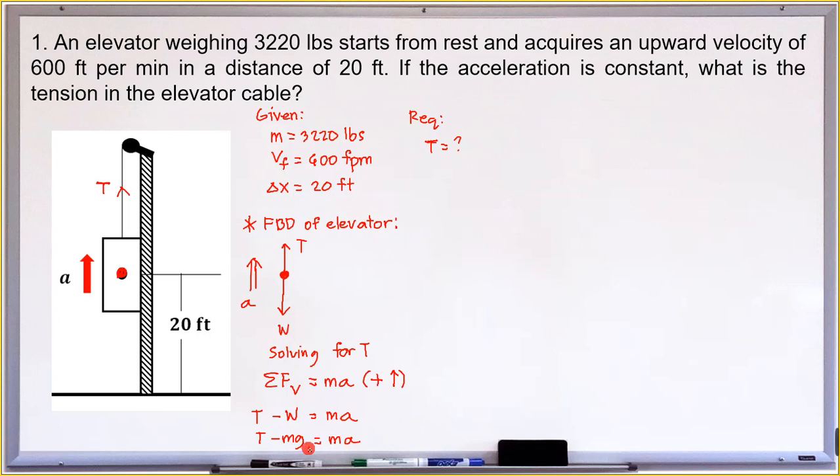Mass is given. G is a constant that we already know; in English units, that is 32.2. However, we don't have the acceleration. That is why, aside from the FBD of the elevator, we also need to illustrate the kinematics behind this elevator. So we cannot ignore the kinematics part. Now for the kinematics.